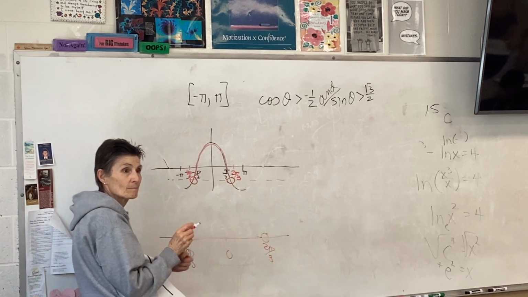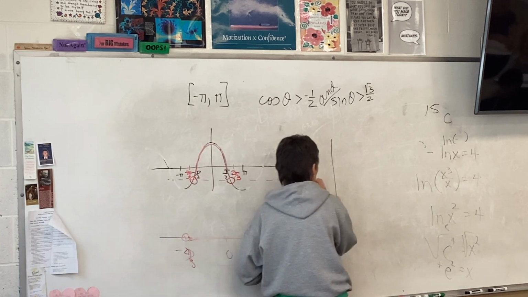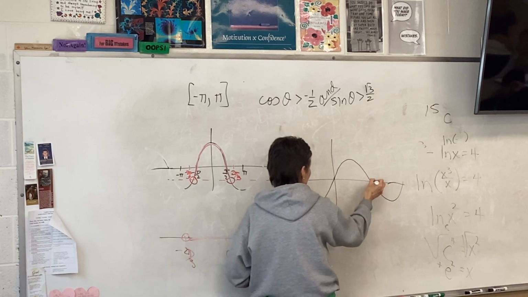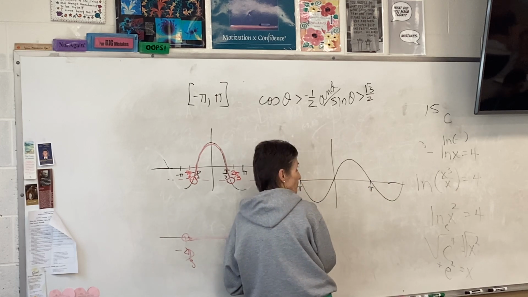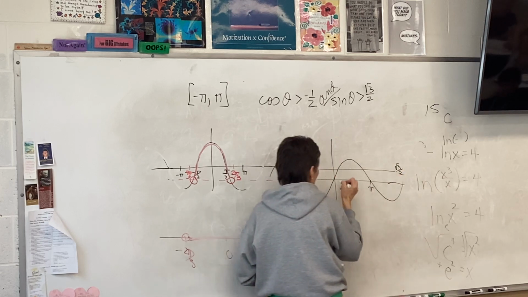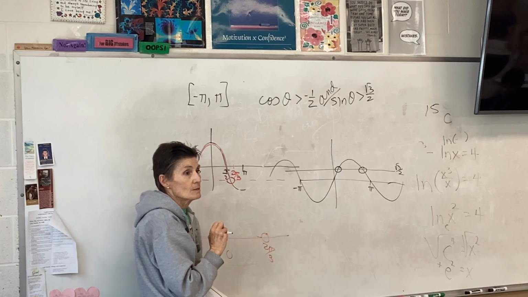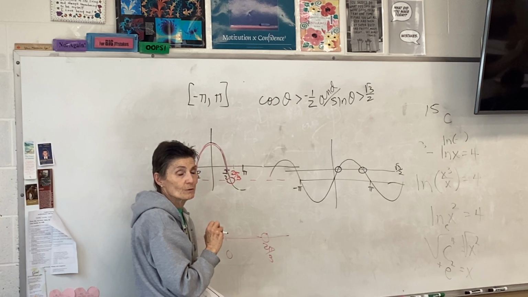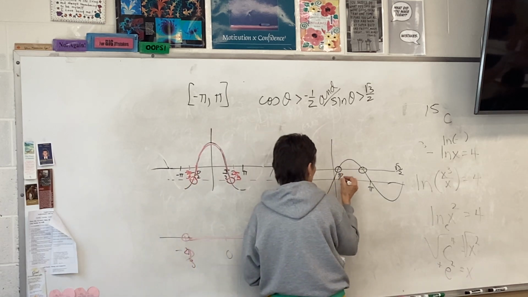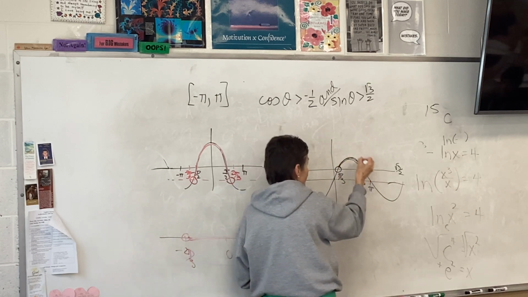Everybody okay with that? Now, where is the sine bigger than root 3 over 2? Well, in the same interval. So here's pi, here's negative pi. Here's root 3 over 2. Here and here. Those are only 2 places. So where is the sine root 3 over 2? Pi over 3 and 2 pi over 3. And where am I bigger than that? Right there.